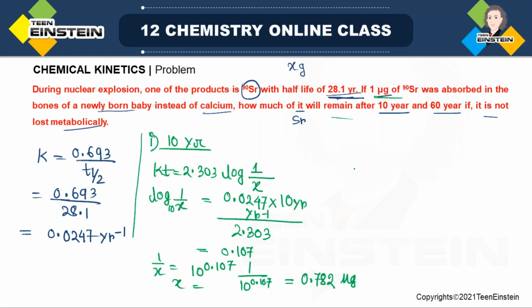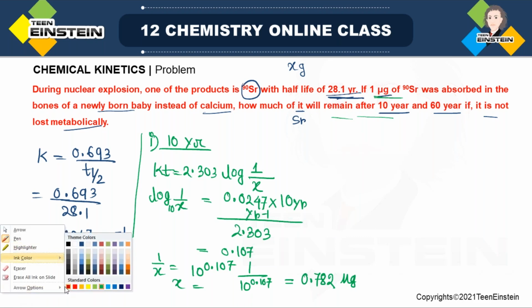Though it is not mentioned in the question specifically, whether you have to express it in gram or kilogram or microgram, you can do it in microgram. Okay. So this is for 10 years.